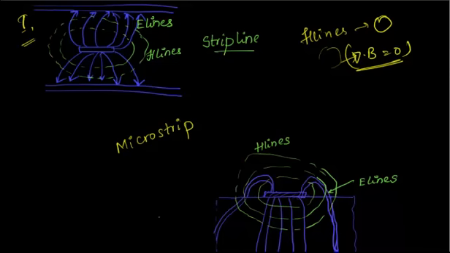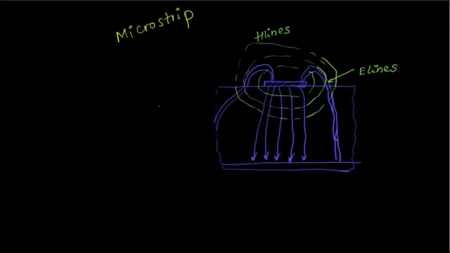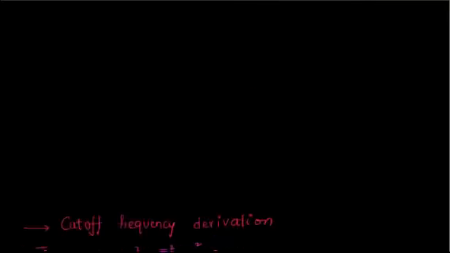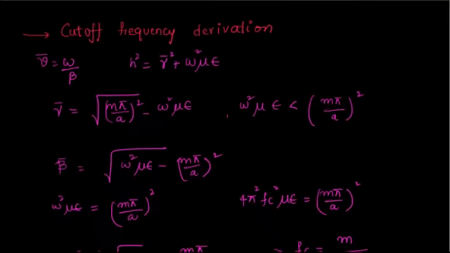top of it. But when we come to the microstrip lines, because there is no ground plane on the top, we don't have an exact TEM wave as I said before. This is a quasi-TEM wave. That is, the waves are like this and they go like this. The H lines are as usual circular lines. Now we go for the cutoff frequency derivation.